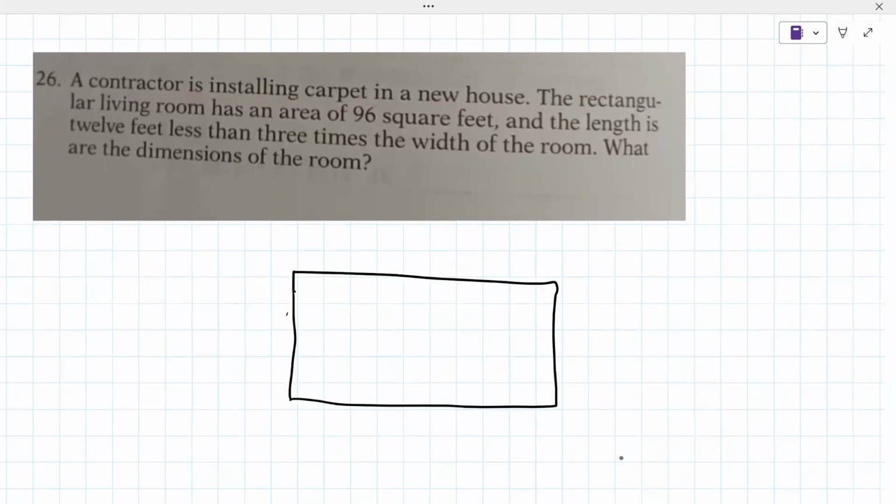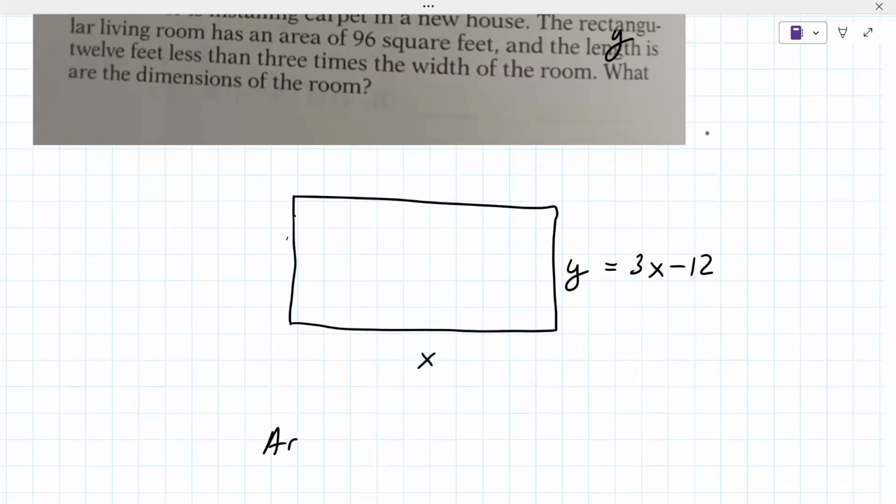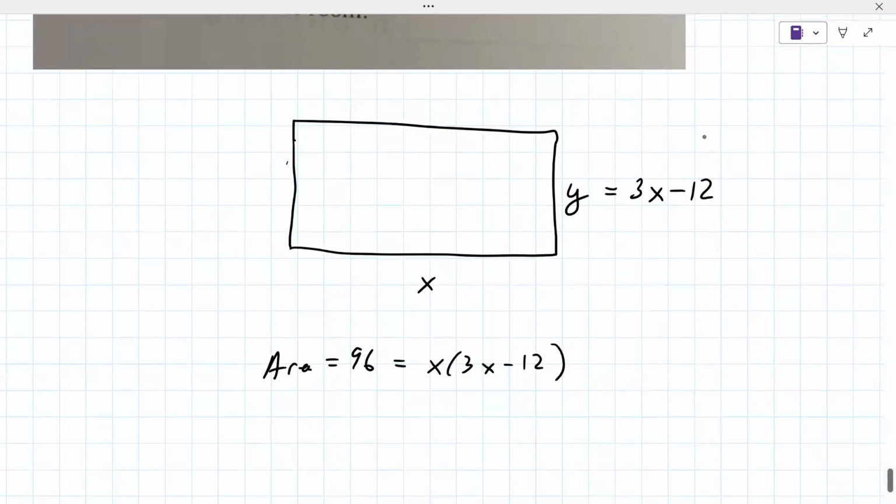A contractor is installing carpet in a new house. The rectangular living room has an area of 96 feet. The length, we'll call the length y. It's 12 feet less than 3 times the width. So the area, which is 96, is equal to x times 3x minus 12. You're going to solve this quadratic. All right. That should set you up for being able to knock the rest of this out.